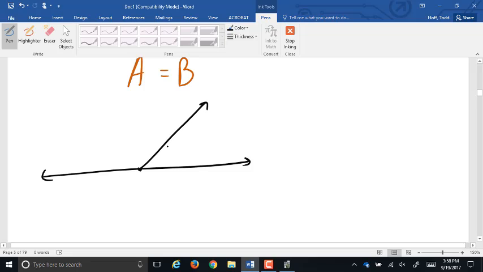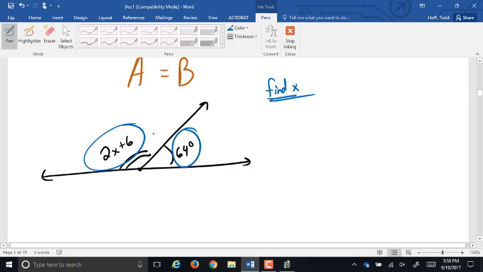If I tell you that this angle here is 64 degrees, and I tell you that this angle here is 2x plus 6, I ask you to find x. What is the relationship between these two angles? Because these are supplementary, because this is a straight line across here, they add up to 180 degrees.